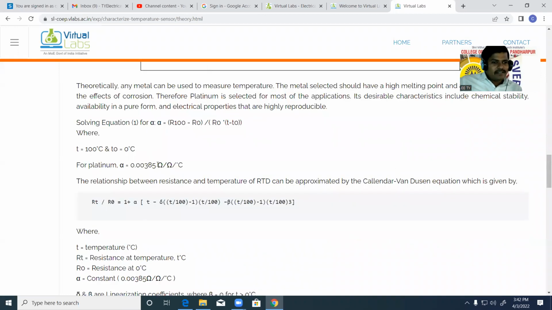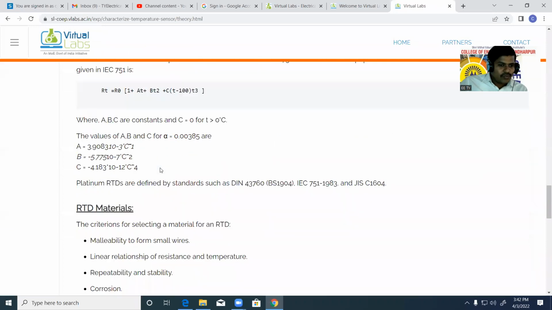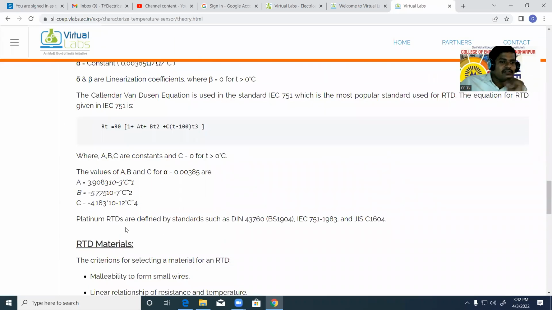This equation is the sample calculation. How the temperature can be calculated, we will do at the time of simulation, so it is not required to tell you now.